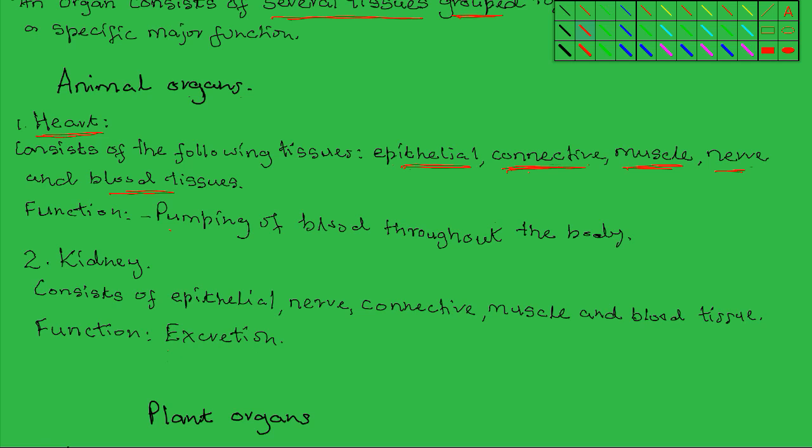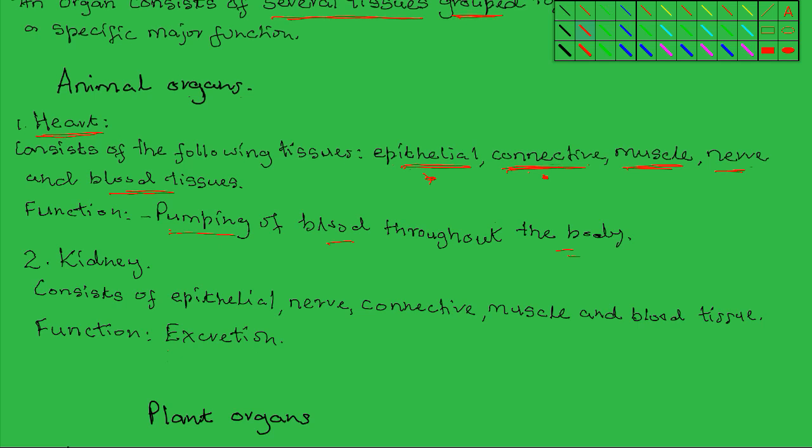Now each of these tissues carries out a particular function which in totality enable the heart to pump blood throughout the body. For instance, the epithelium covers the heart, thereby providing protection for the rest of the tissues. Connective tissues support the tissues. Muscles are the ones that contract to facilitate the pumping of the blood. And then the nerve tissues carry nerve impulses.